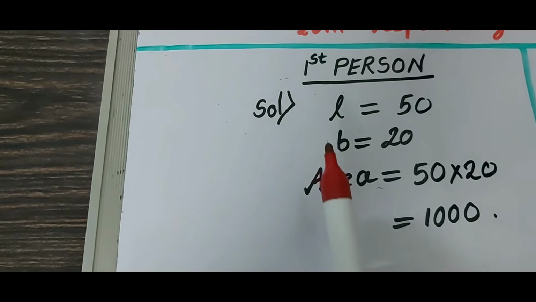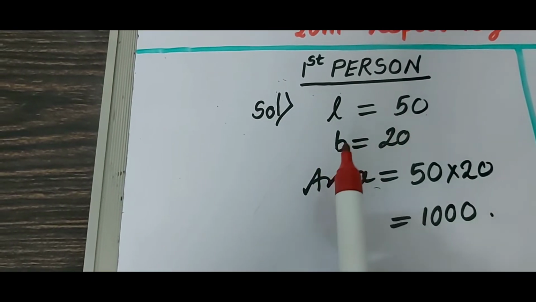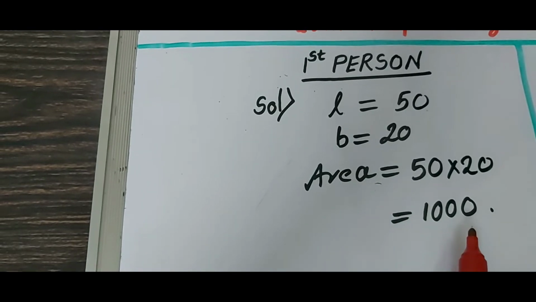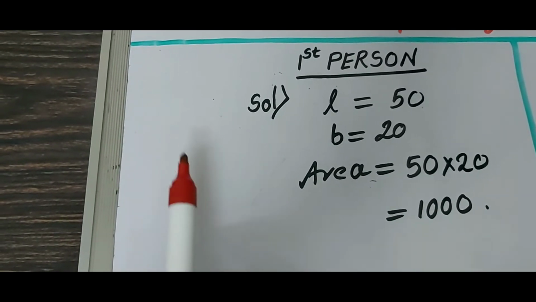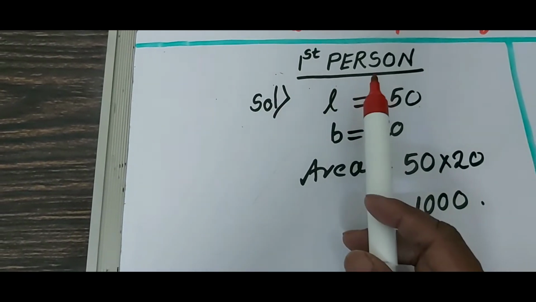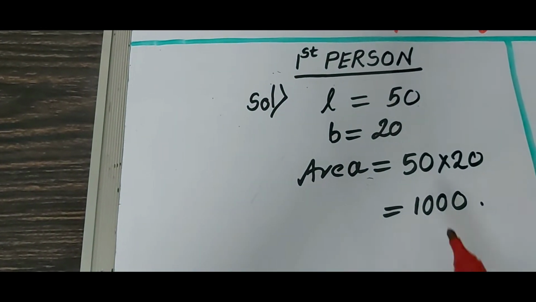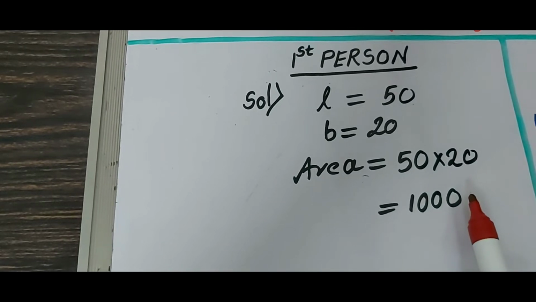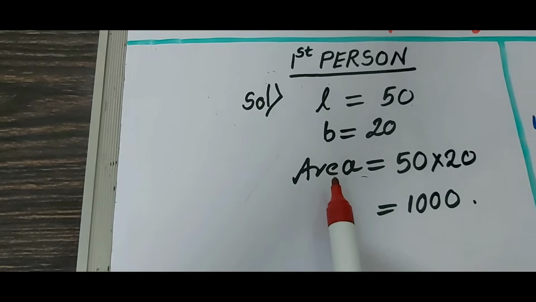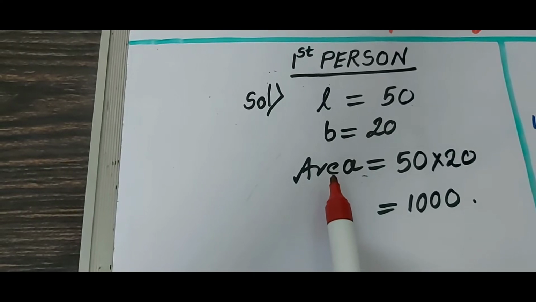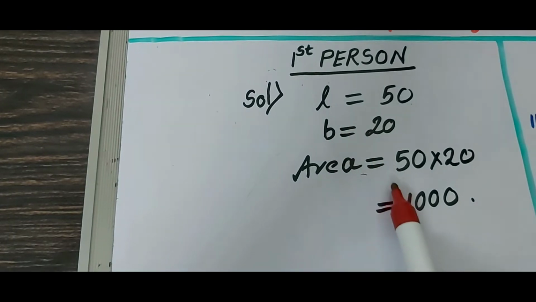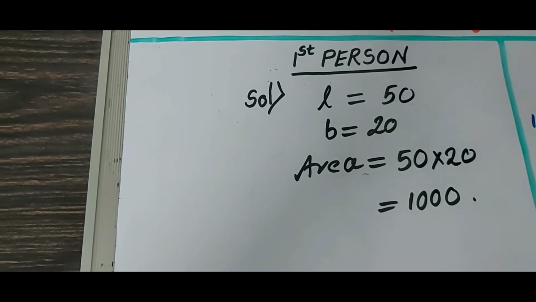The first person has taken L as 50, B as 20 and he got the area as 1000. He has not written the question number or not mentioned the section. He has not written the unit of area. He has not given the formula of area. Moreover, all the is equal to's are not in one line, they are scattered.